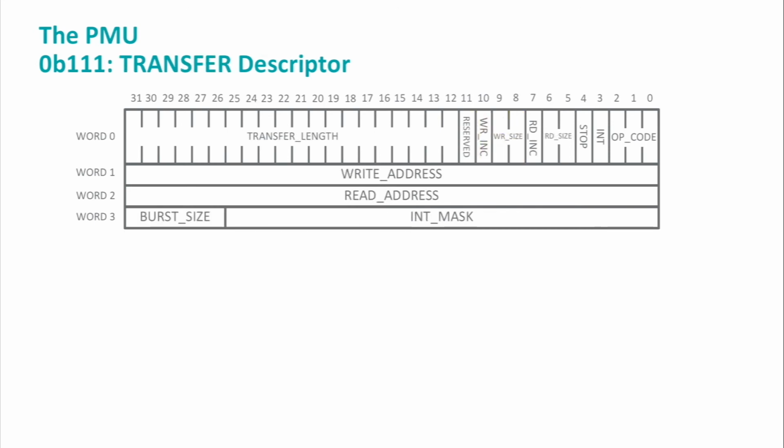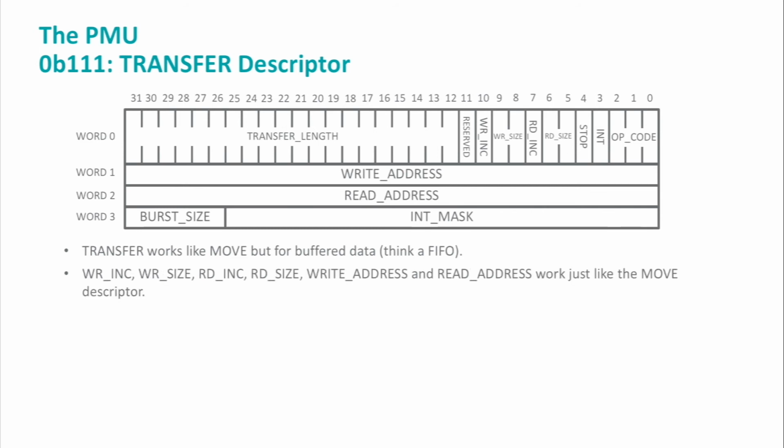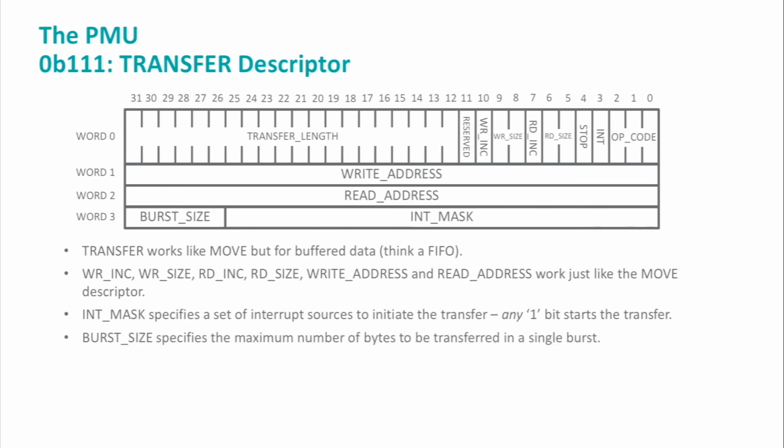Now finally, there's one last descriptor, the transfer descriptor. This works a lot like the move descriptor, but it has an additional feature. It moves the data from one point to another in blocks, perfectly sized for getting one FIFO's worth of data in and out of memory. Now here's how it works. Just like the move descriptor, you load the transfer length, the write address, and the read address, but you give it a couple more pieces of information. The interrupt mask, where you tell the opcode processor what FIFO bit to monitor, and the burst size, which should match the depth of the FIFO you're using.